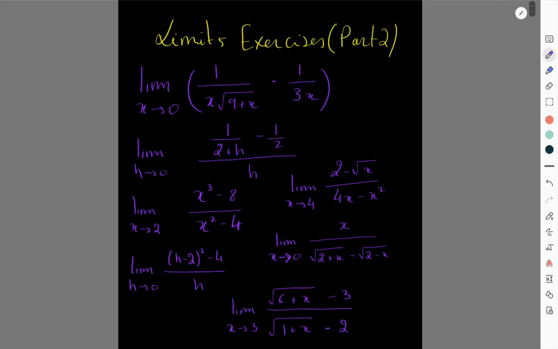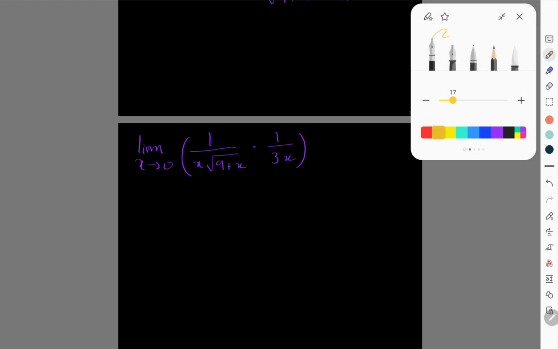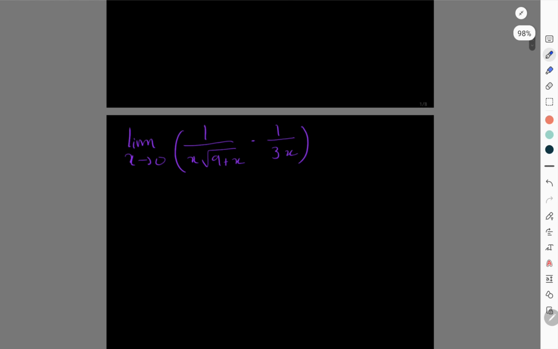Okay, so we're doing more examples of limits. We'll consider the following few examples, and let us start with the first one. Really the first one, we can evaluate the limit as x approaches 0 of (1 over x)(root(9 plus x) minus 1 over 3x)... of course, by trying to plug in, we will not succeed.